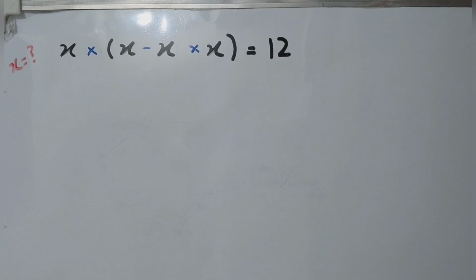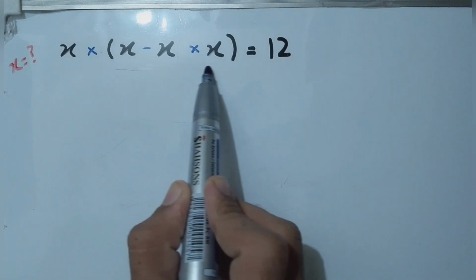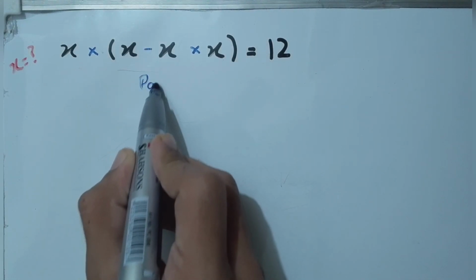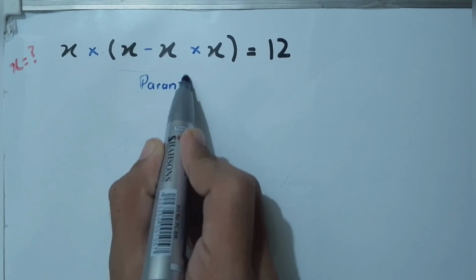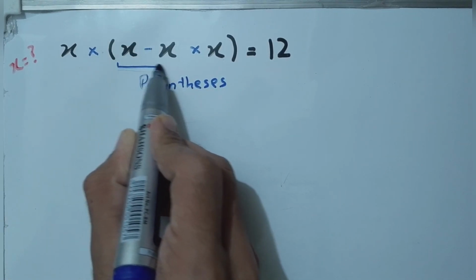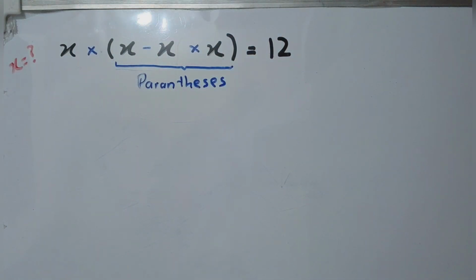Basically, the whole thing that exists here, let me show you. Inside the bracket, this is actually called the parenthesis. Let me just write the spelling for you. So this thing is basically called the parenthesis, and first of all we are going to solve it inside the bracket.